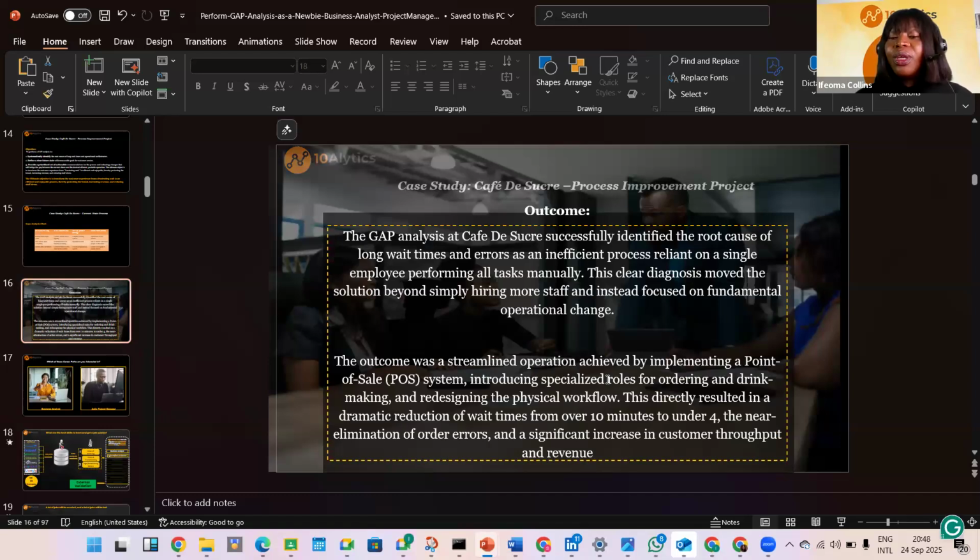And this helped because we redesigned the whole physical workflow and then we moved it to an automated process, right? And this directly resulted in the reduction of the dramatic wait time from 10 minutes to, like, 7 minutes. And this also canceled out human errors.